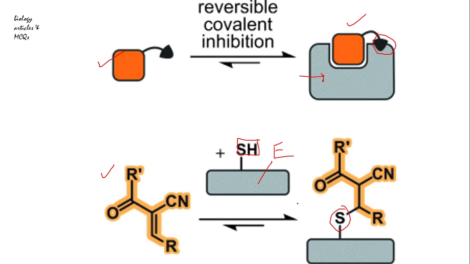So the irreversible inhibitors, when attached to the active site, form covalent bonds that are very strong, and to break these bonds is not possible.